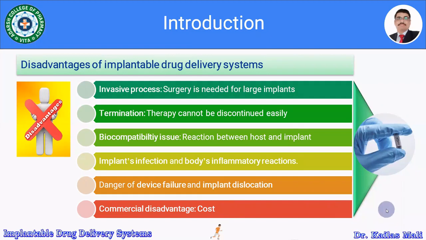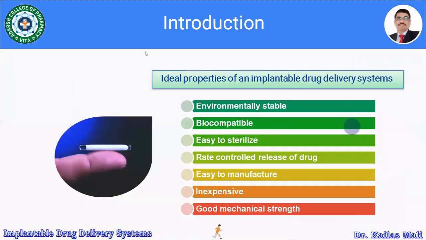Let us move towards the ideal properties of an implantable drug delivery system. Before discussing some details about the implantable drug delivery system, one should know its ideal properties. I have listed here a few ideal properties, and the very first one is that it should be environmentally stable. Whatever the implant is, it should be environmentally stable.